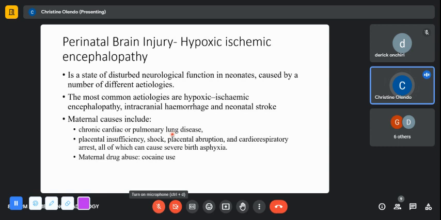Okay. So we'll continue to perinatal brain injury. We'll talk about hypoxic ischemic encephalopathy. It's a state of disturbed neurological function in infants caused by a number of different etiologies. Most common is intracranial hemorrhage and neonatal stroke. There are also some maternal causes: cardiac or pulmonary disease, placental insufficiency, shock, abruptio placenta, cardiopulmonary arrest, which all cause birth asphyxia, and maternal drug abuse, which is cocaine use.